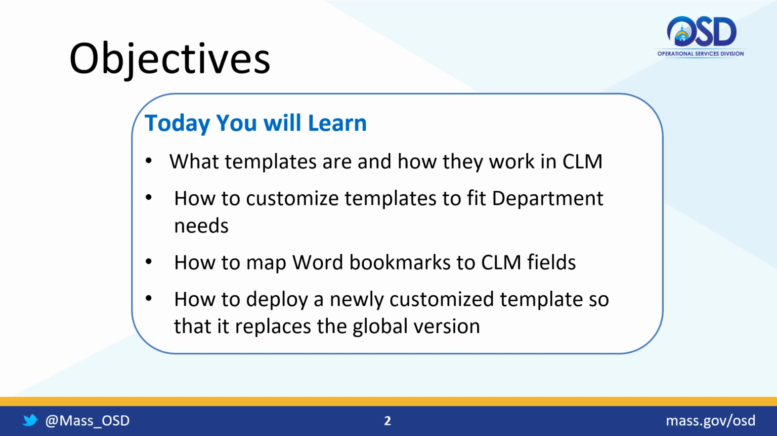This guide describes what templates are, generally, and how they work in CLM specifically. It shows steps departments can take to customize global CLM templates to fit department needs. It explains how to map something called bookmarks in Microsoft Word to CLM fields. And finally, how to replace the current template with the updated one so that any new CLM records employing the template will be using the customized version.